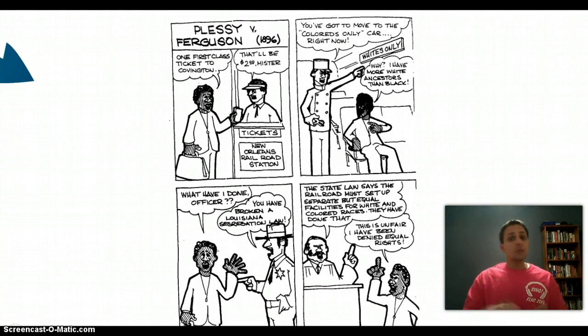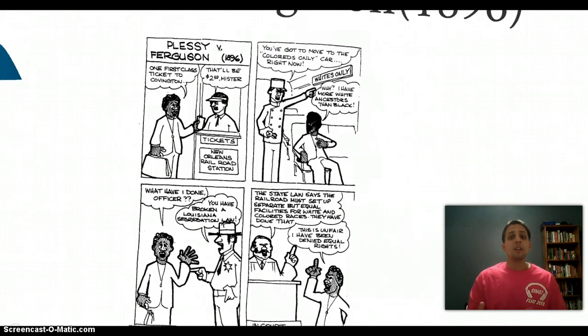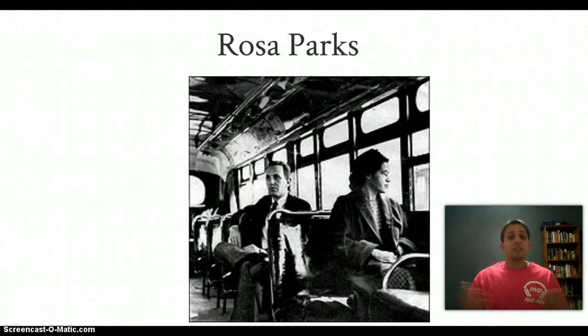And so he refuses to move, and he ends up getting arrested for refusing to comply with these segregation laws, these Jim Crow laws. Now, this should remind you of another famous case where somebody refused to give up their seat. And you look at it basically every day. This is the picture on your textbook.